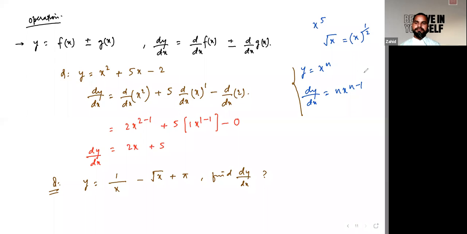Good, Ifra. You may write this expression as x raised to minus 1 minus x raised to half plus 1. Now apply the formula. Thus, you will get your answer.